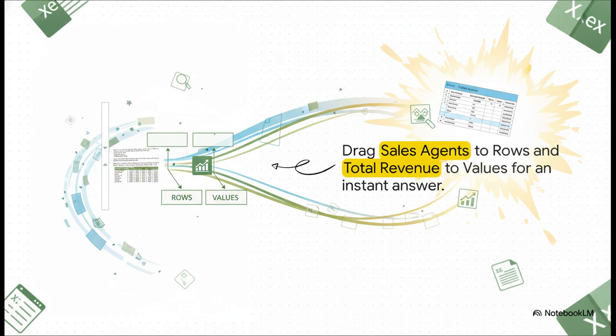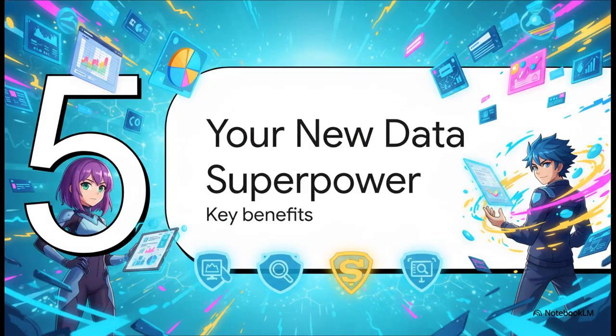Then we find total revenue and drag that into the values box. And that's it, done. Instantly, Excel builds a perfectly formatted table that answers our exact question. No formulas, no filtering, no chance of error. It's amazing. Once you get the hang of this, it really does feel like you've unlocked some kind of superpower. It completely changes how you look at a spreadsheet.